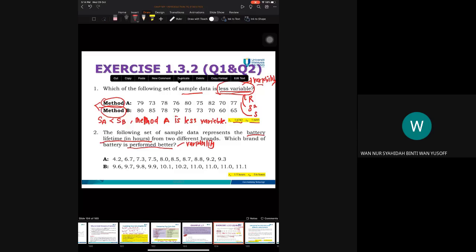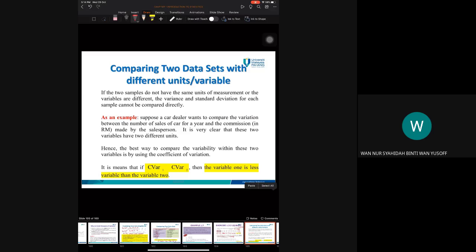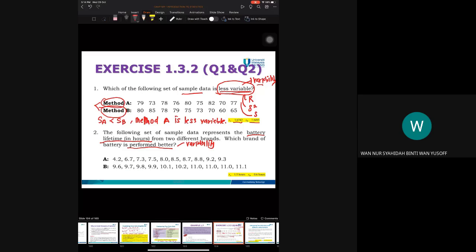Okay, both data we have hour as a unit. So we cannot use CV because of the similar unit. So you can choose either one from the three: the range, S, and S square.